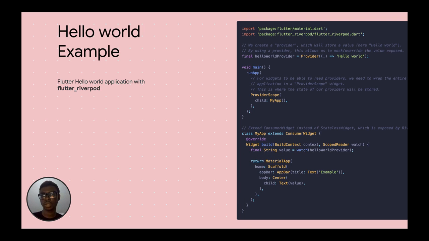The second example is very similar to the first one, but the only difference is that instead of using Flutter Riverpod with Riverpod hooks, we are now using just only the Flutter Riverpod library. As we can also see, we still have the same hello world provider. We still have the provider scope widget, which is wrapped around the my app widget.